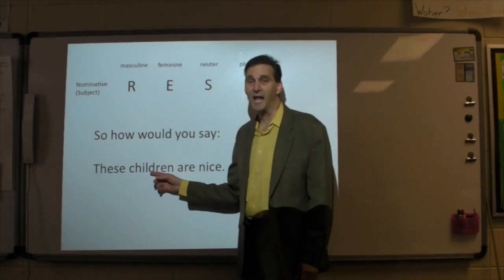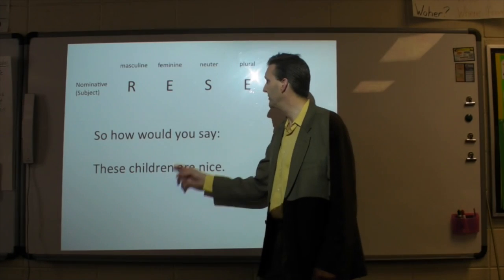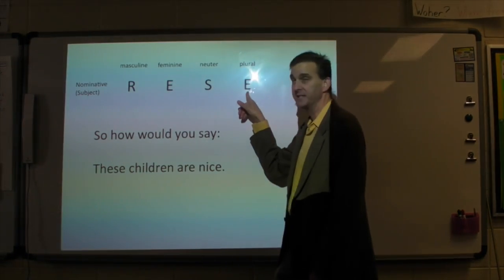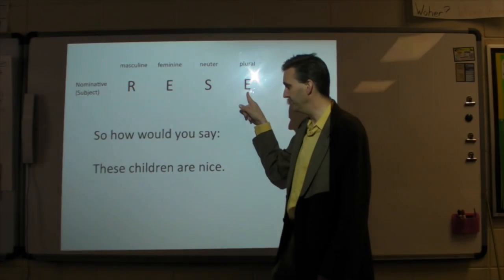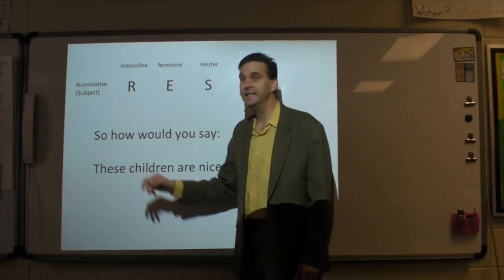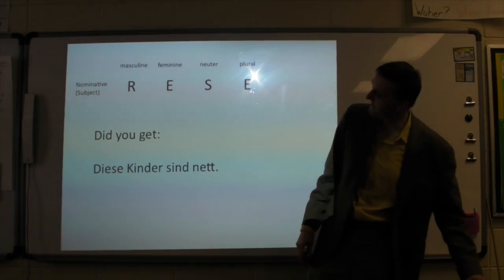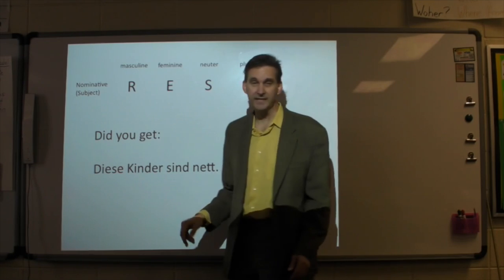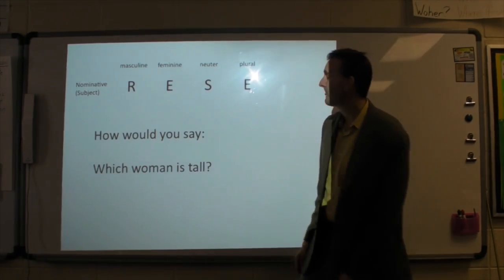What about children? Well, we know that children is plural. That makes it easy. So the word these in German is going to need the E at the end of it. So we need diese Kinder. Here's the E. Diese Kinder sind hier.